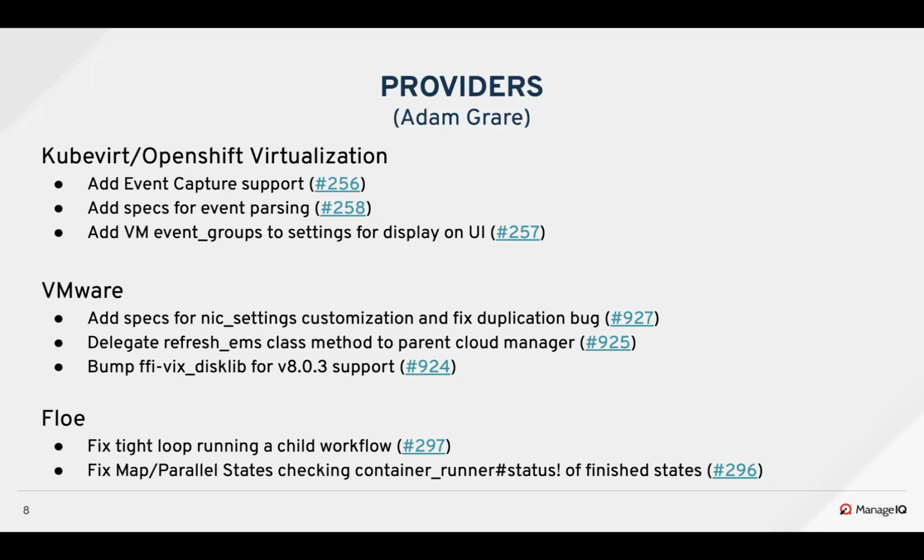For VMware, we added specs for the NIC settings customization as part of provisioning and also fixed a bug that we found while we were doing that. Found that if you wanted to pass multiple NICs in an array, you had to duplicate the values for the first one, otherwise they would get overwritten. Nasser fixed a bug with delegating the refresh EMS class method to the parent cloud manager so that the network manager didn't get refreshed by itself. It would refresh the cloud and the network manager. And we also bumped the FFI VIX disklib gem so that we could pull in 803 vSphere support for smart state analysis.